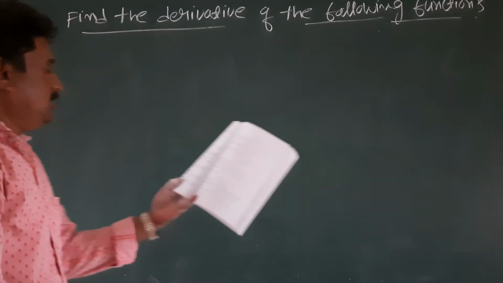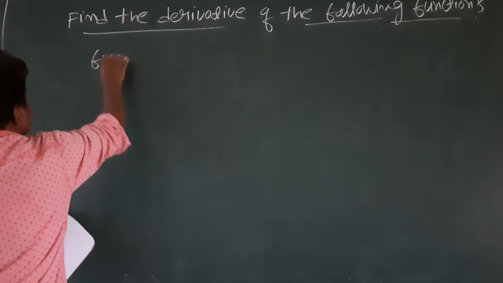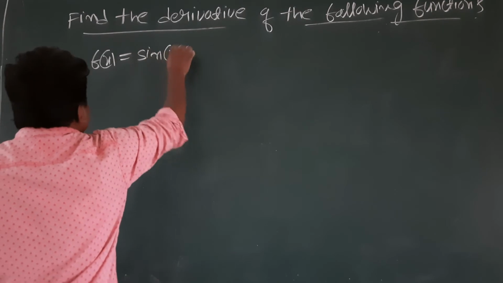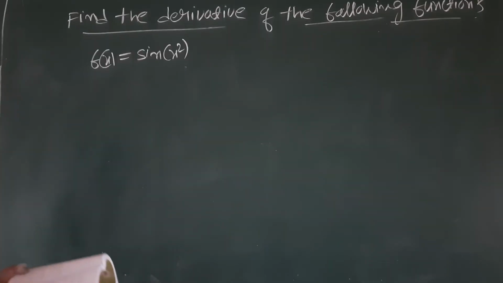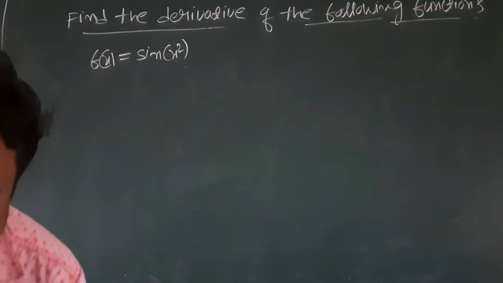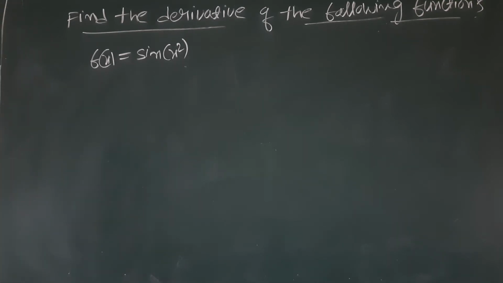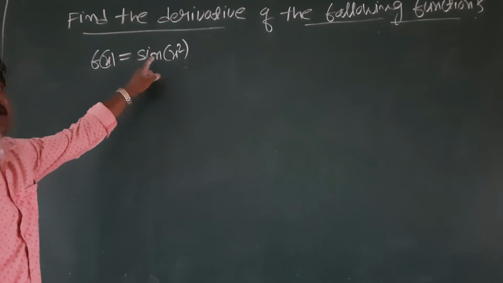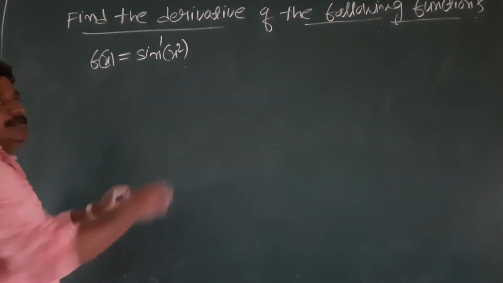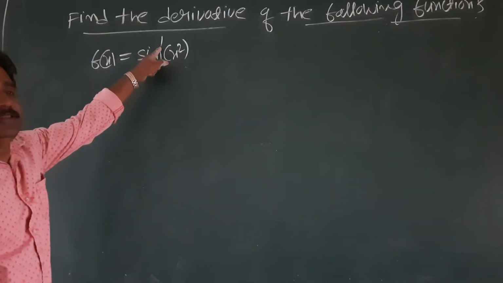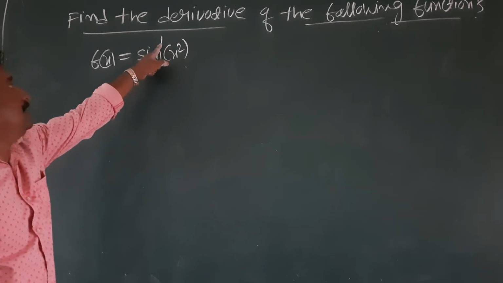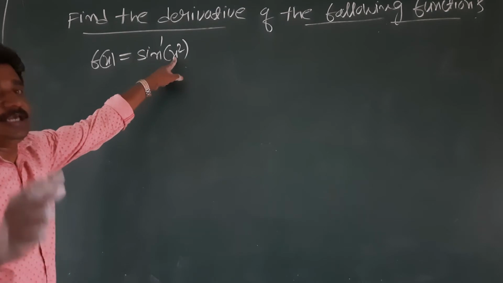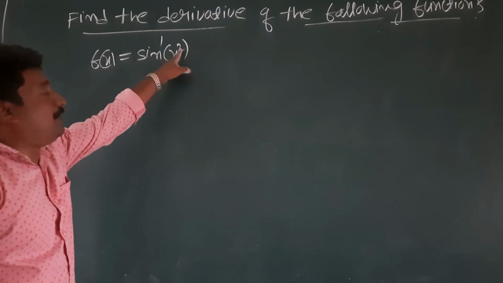First one: f(x) is equal to sin x square. Look at this simple question. It is a 2-mark question. You apply power, base, angle. We don't have a power, so the power is 1. Base is sine. Angle is x square. Carefully observe. This power 2 is the power only for x.